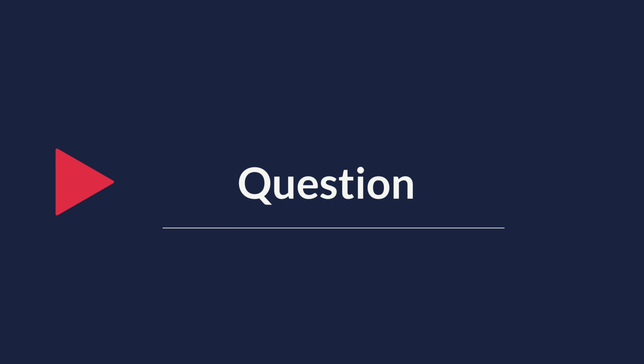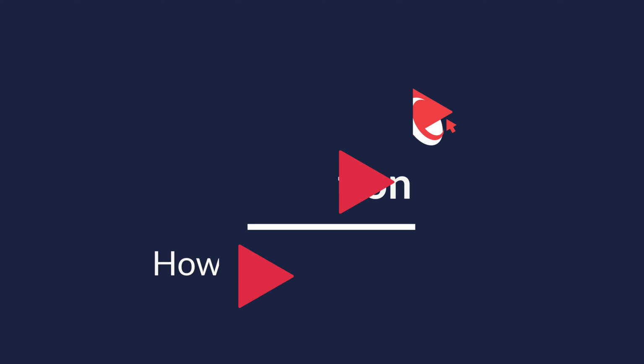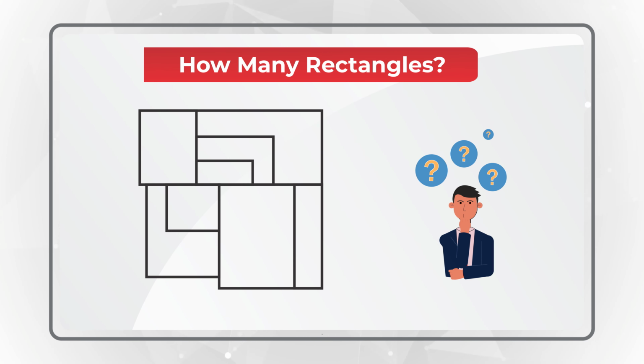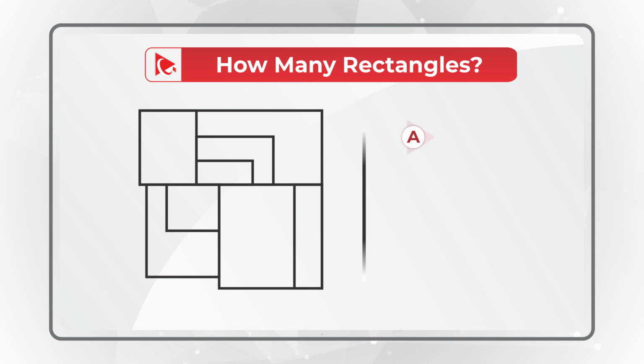Here's an amazing question to test your analytical brain power. You're presented with a shape, and you need to determine how many rectangles are part of this shape. You have 4 different choices. Choice A, 5. Choice B, 9. Choice C, 10. And choice D, 12.